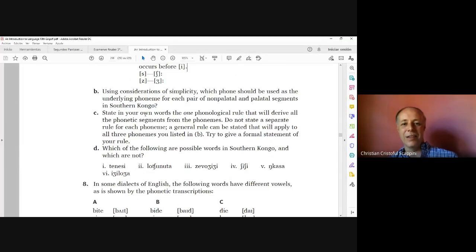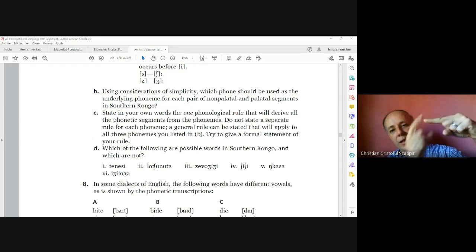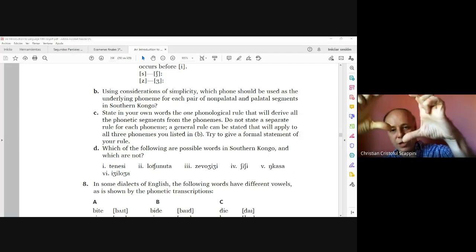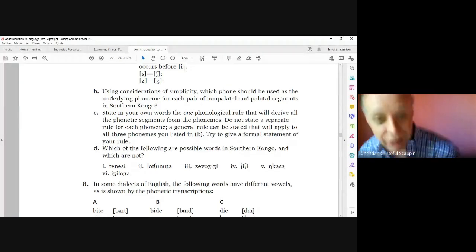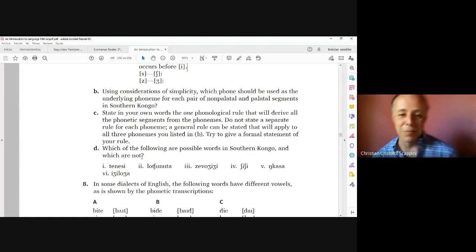Then it says, state the rule. Yes, we can try to give a formal statement of your rule. We can use the rule that I always write, with the brackets and the arrow turning into the environment. That rule notation is what it's asking you to do. Indeed, it says, which of the following are possible words in Southern Congo and which are not? We never did this kind of exercise, the D exercise, but let's do it all together.